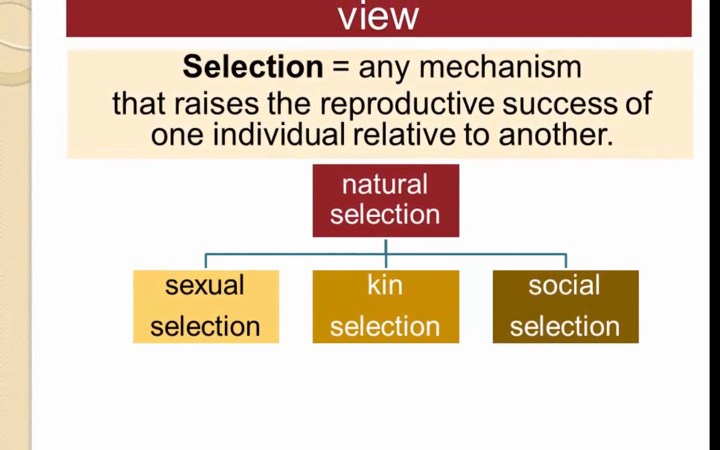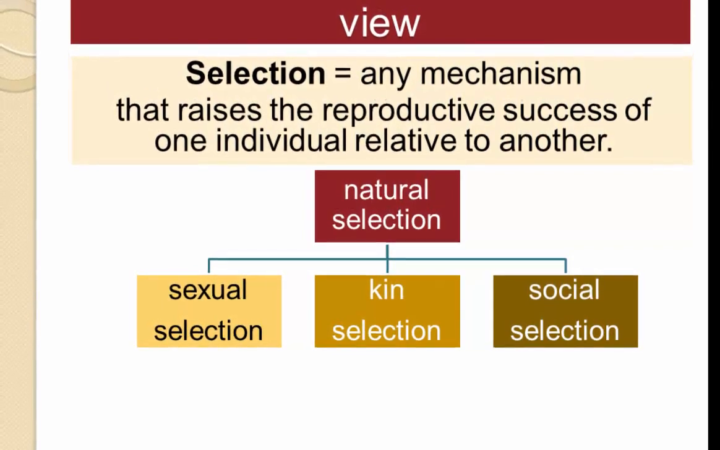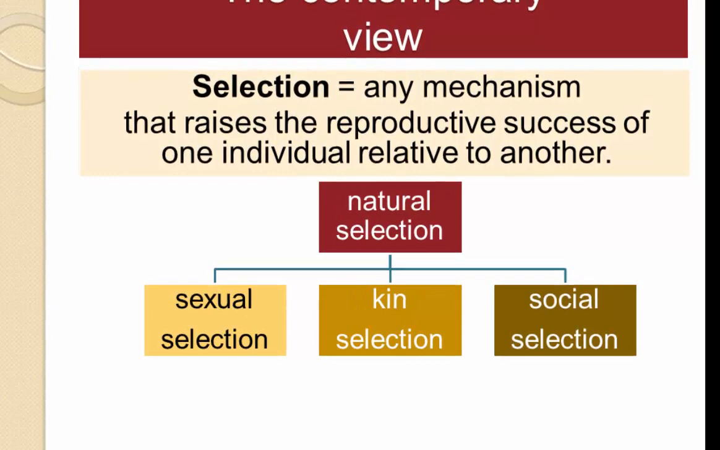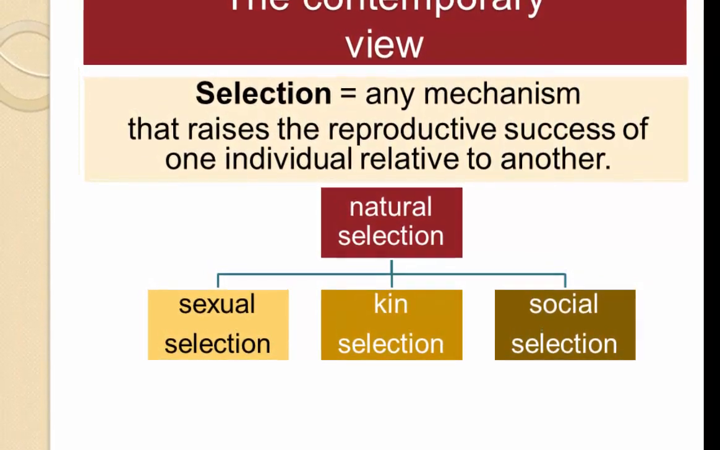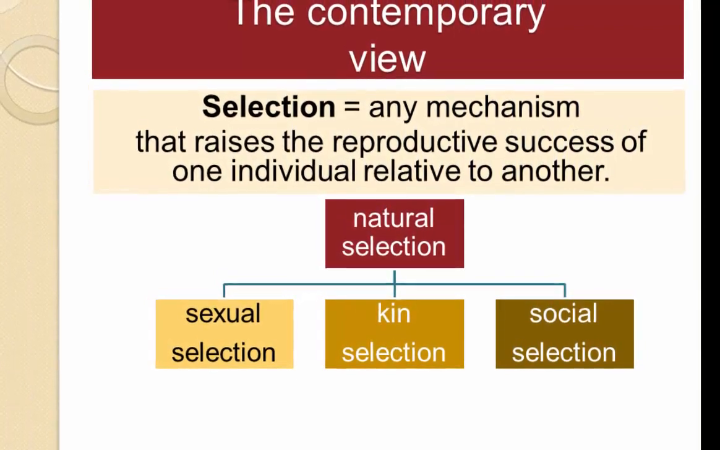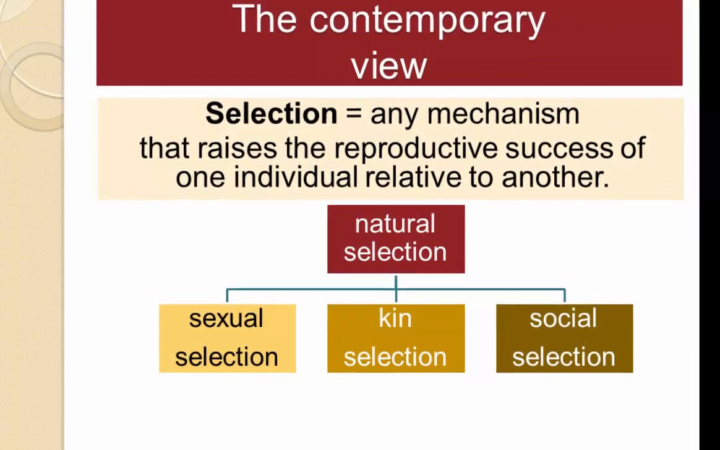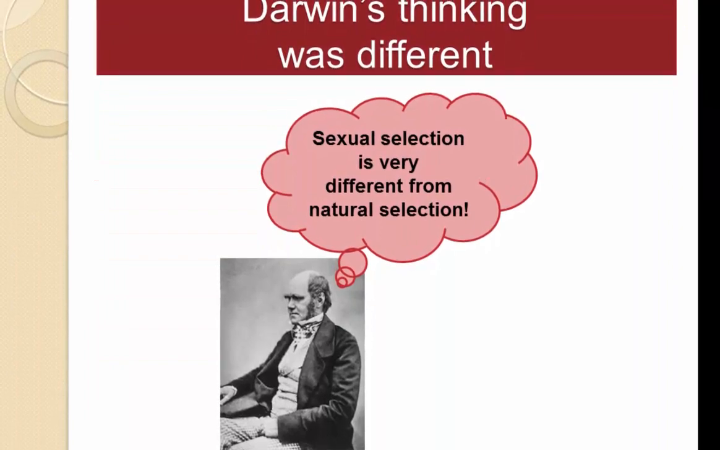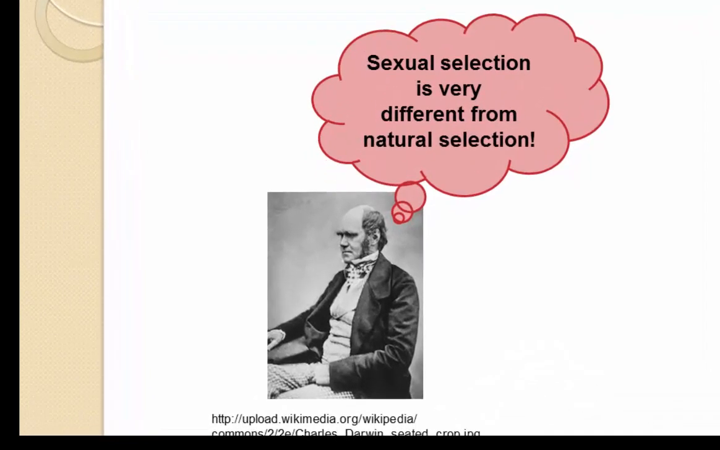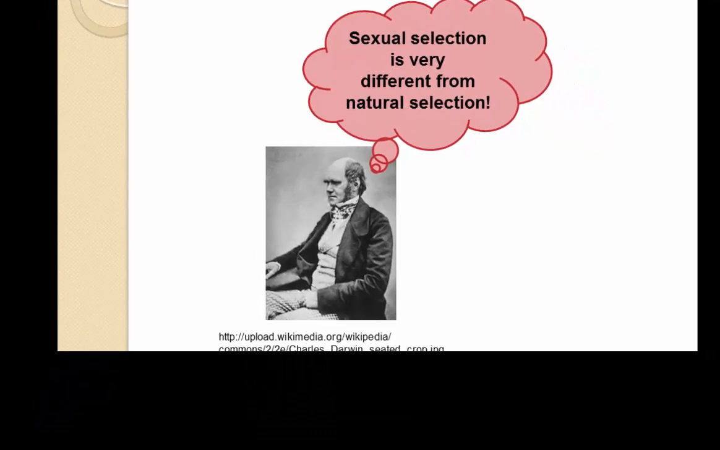We'll be talking about group selection. There's frequency-dependent selection. So many different selective mechanisms have been identified and models have been built of these. They're all considered expressions, in different forms, of natural selection. But this isn't how Darwin was thinking when he came up with the idea. The idea he had was that sexual selection was something quite different from natural selection, and it was meant to explain something quite distinctive.